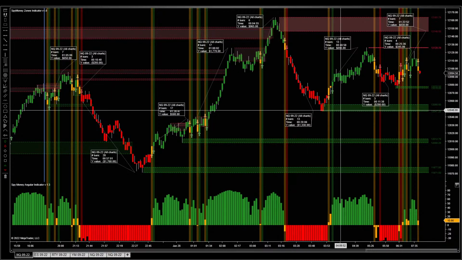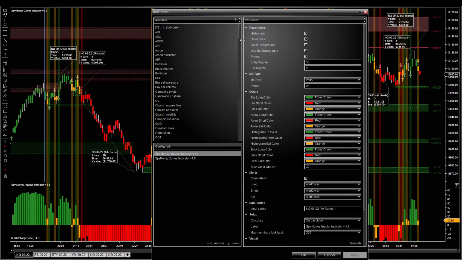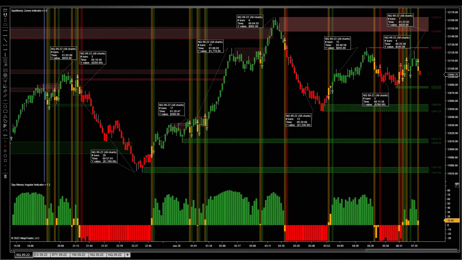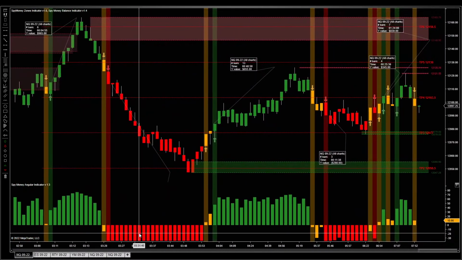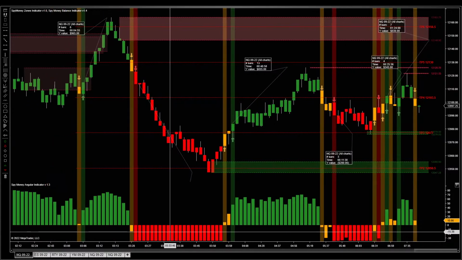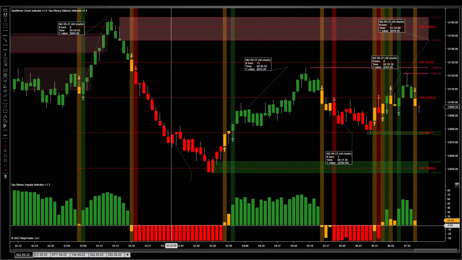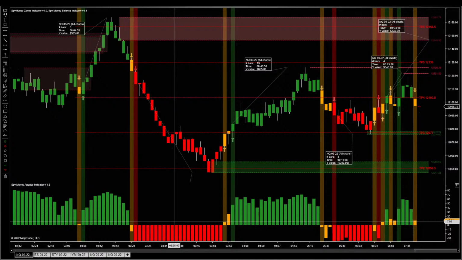And my balance, which is not on here right now, but we will add it. There we go. So there's our balance, and that's really what I like. Now the balance only works in the London and US session. It's the only place it works. It works very well too.